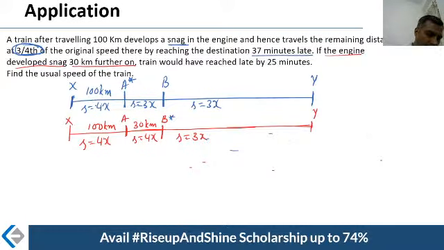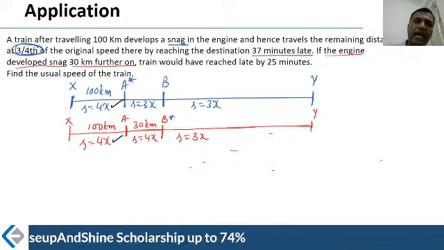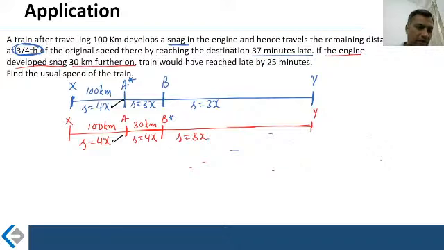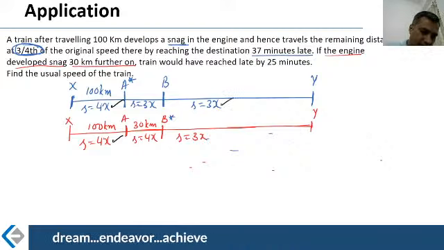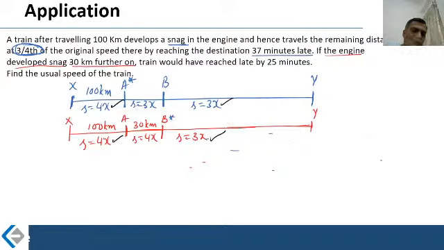Now look at this. This is 4x, and this is also 4x. Therefore, there will not be any time gain or time loss when the train is traveling between X and A. Neither a gain nor a loss. Now look at the difference: here it is 3x and here also it is 3x, which means from B to Y in both cases.